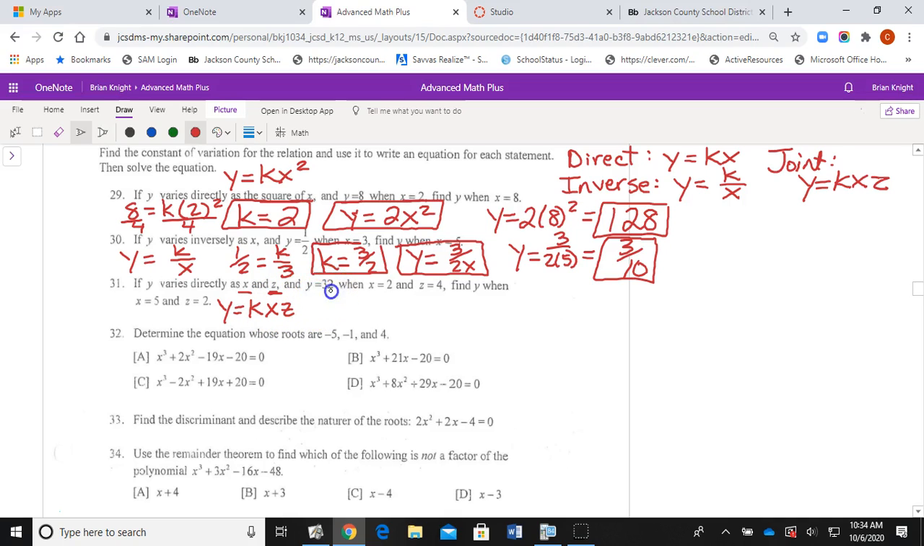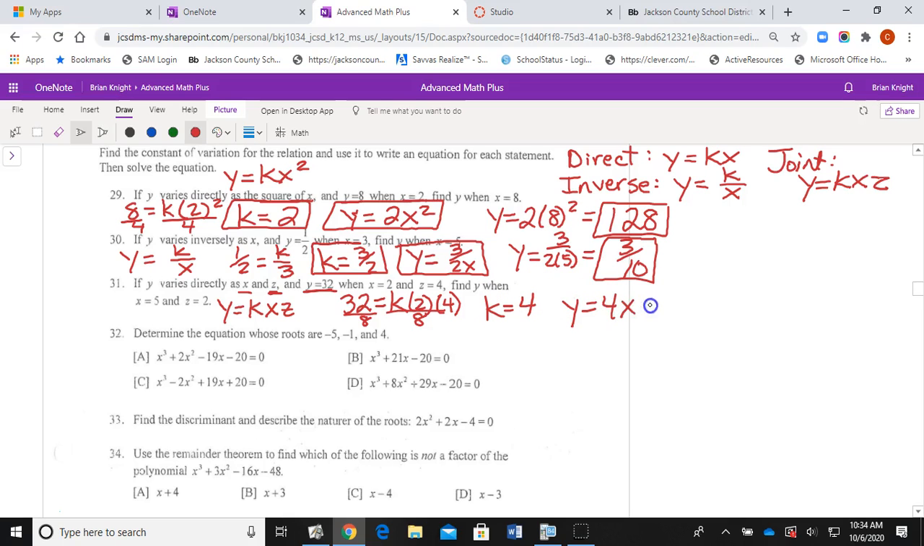Plug in, what is y? 32 equals k, x is 2, z is 4. What is 2 times 4? 8, so divide by 8. K is, what's that, 4? Is that right? Okay.